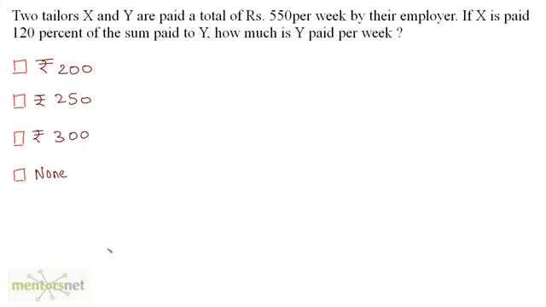Two tailors X and Y are paid a total of 550 rupees per week by the employer. If X is paid 120% of the sum paid to Y, how much is Y paid per week?